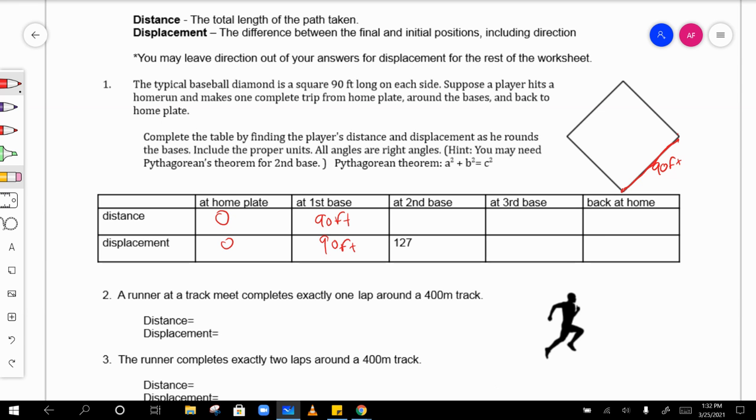If we go to second base, we have traveled another 90 feet in distance, so now we're at 180 feet. But we need to find out what our displacement is. Our displacement is the distance from our start to our end point, so this would be our displacement here. I gave it to you. I said it was 127. If you really think about it, we could figure it out, but I made it really simple on you.